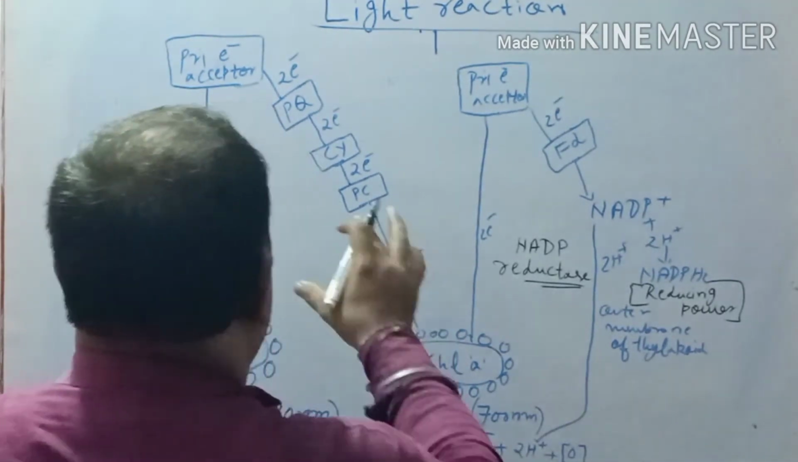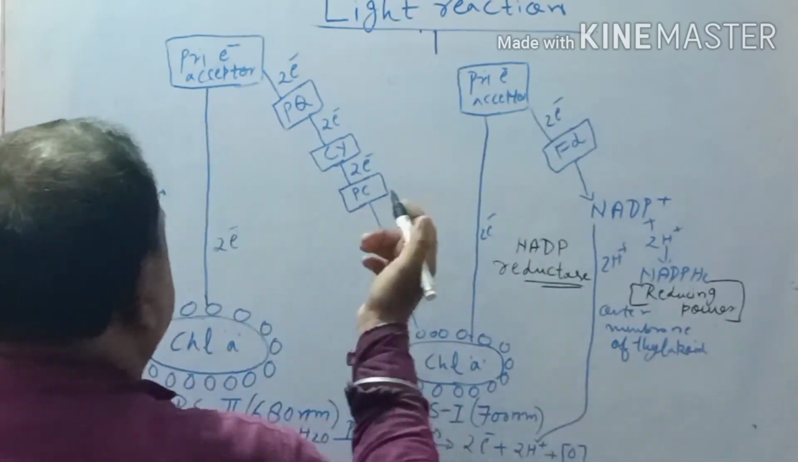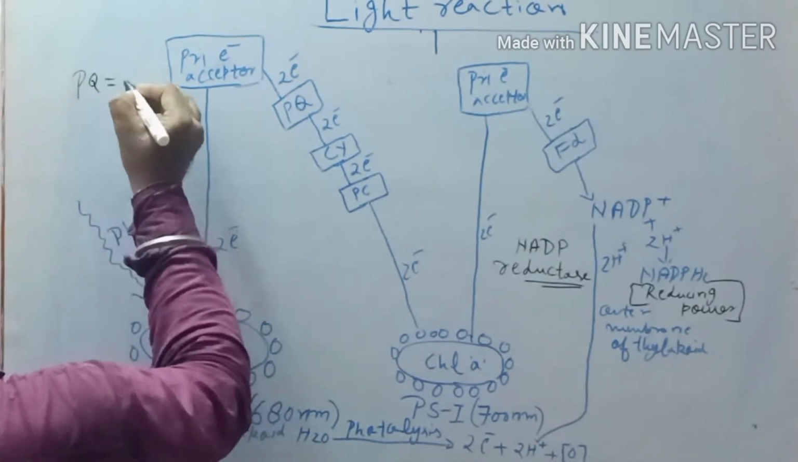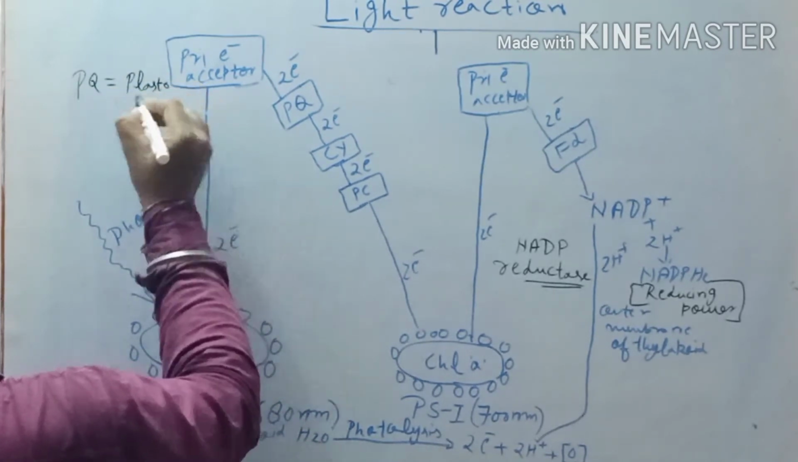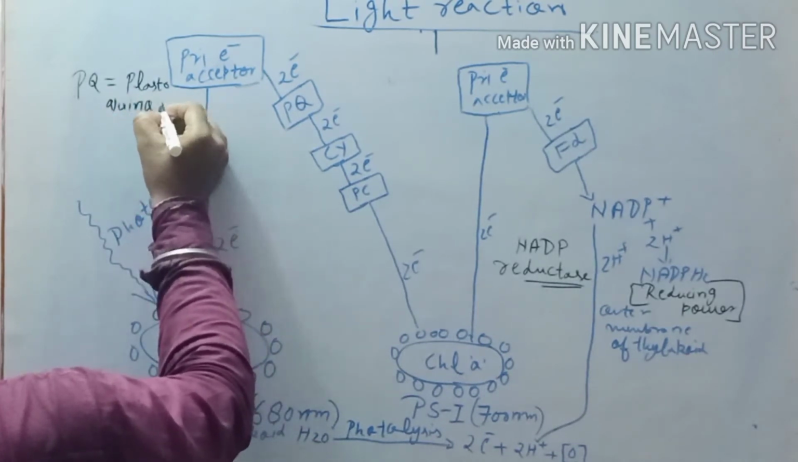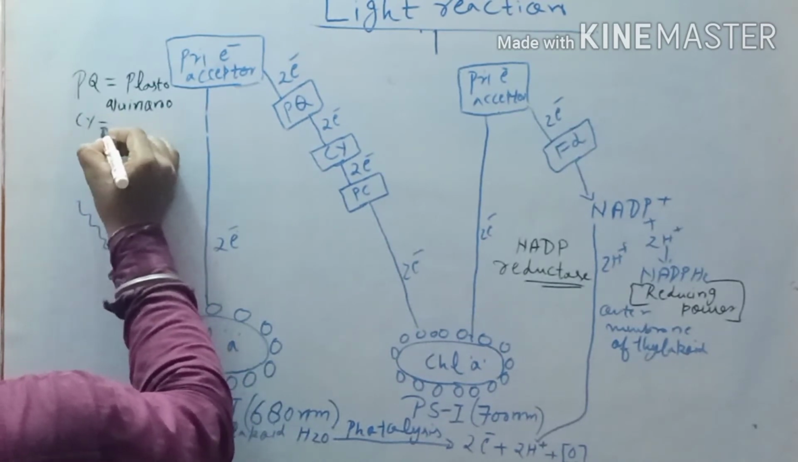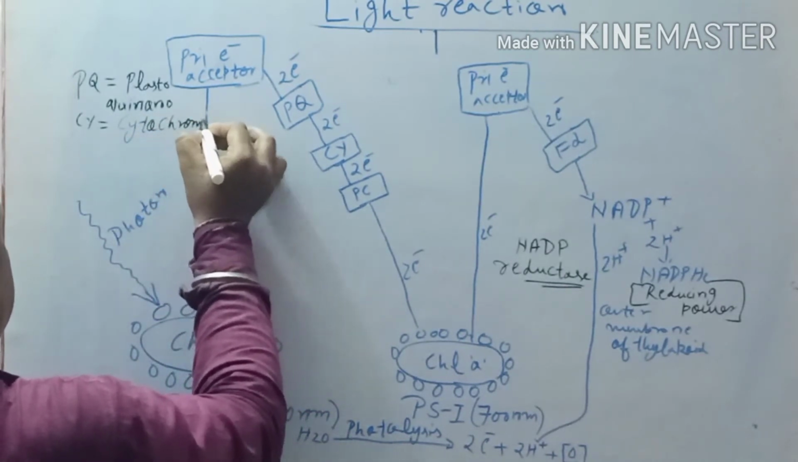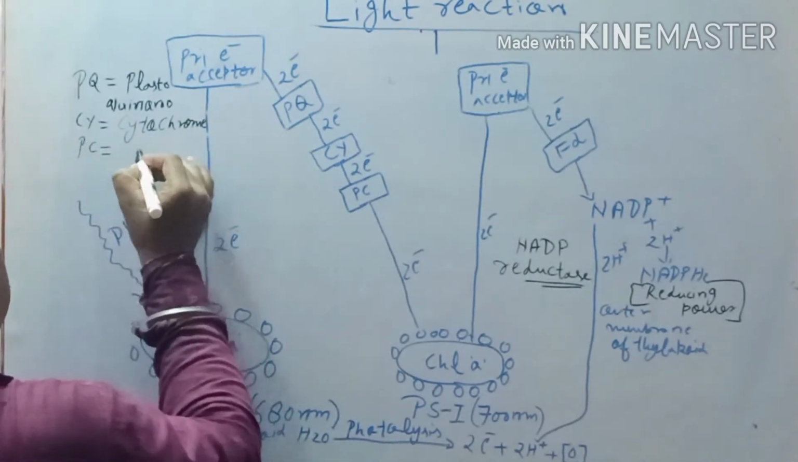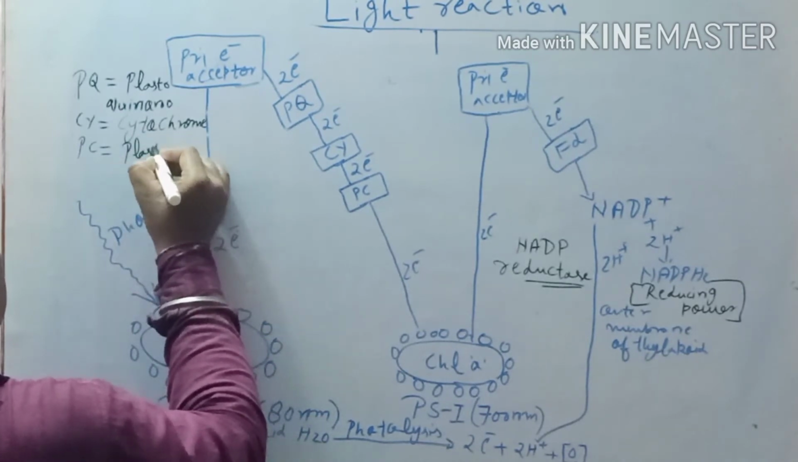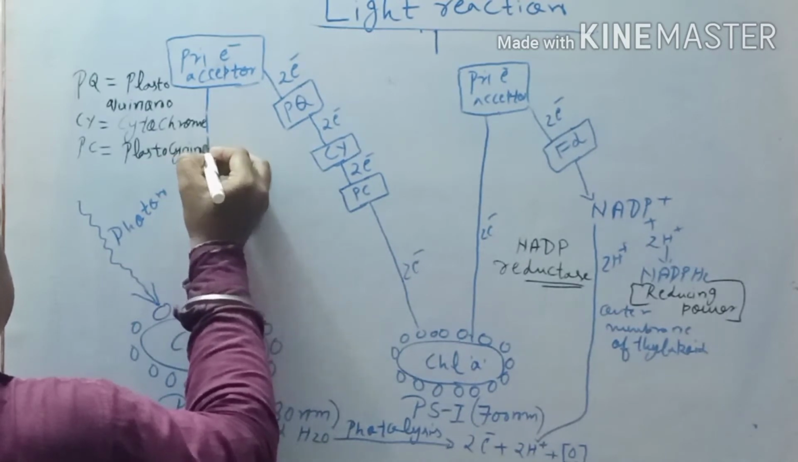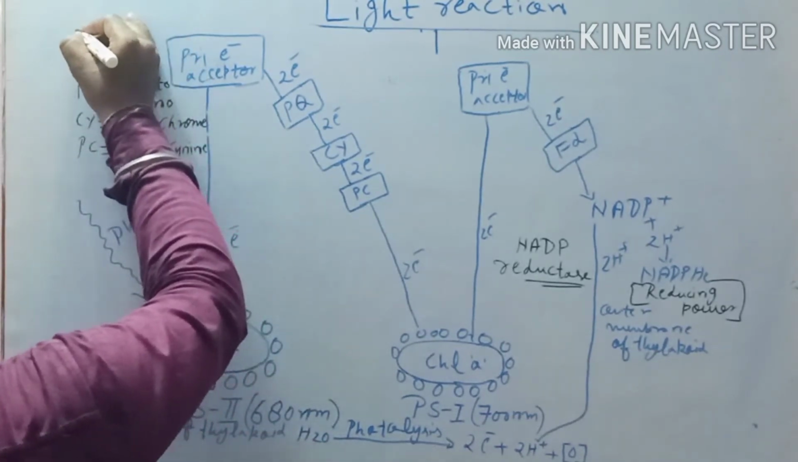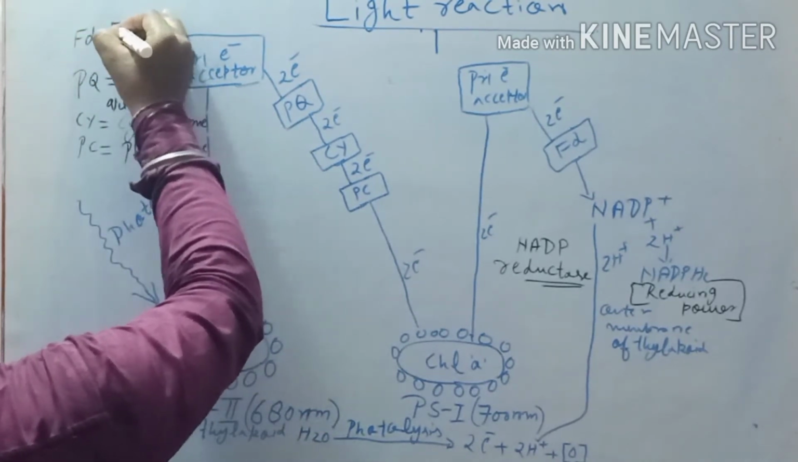The abbreviations used here for PQ, CY, PC and FD are as follows: PQ is plastoquinone, CY represents cytochrome, PC represents plastocyanin, while FD is ferredoxin.